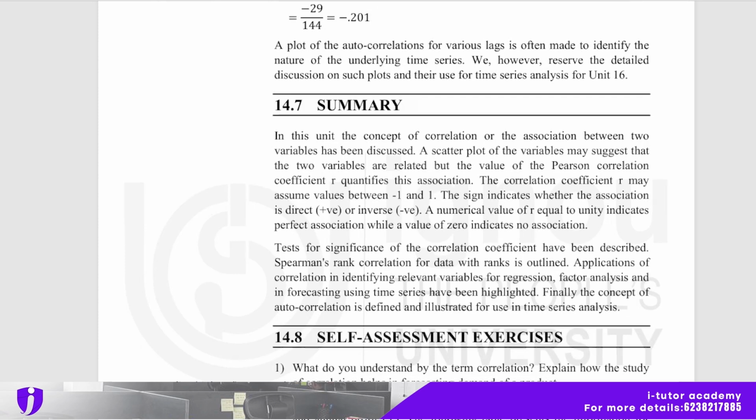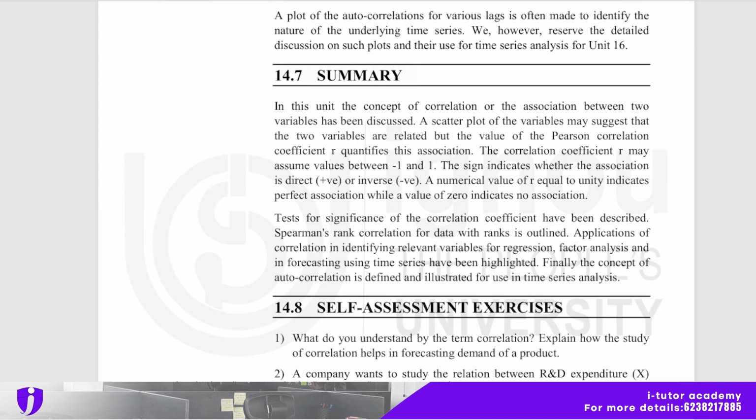And the summary of this unit is that the concept of correlation, or the association between two variables, has been discussed. A scatter plot of the variables may suggest that the two variables are related, but the value of the Pearson correlation coefficient quantifies this association. The correlation coefficient R may assume values between -1 and 1. The sign indicates whether the association is direct, positive, or inverse, that is negative. A numerical value of R equal to unity indicates perfect association, while a value of 0 indicates no association.